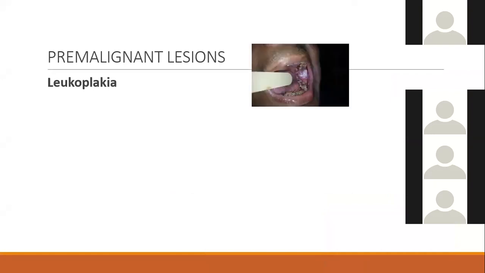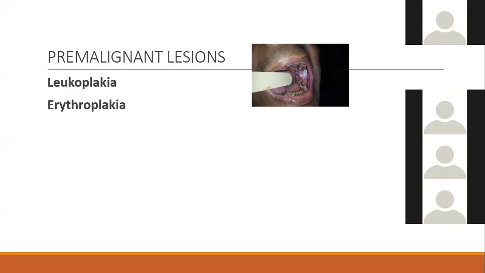This is the slide showing a whitish patch, and sometimes you cannot differentiate between leukoplakia and the fungus called thrush, which is caused by Candida in the oral cavity. So if you cannot differentiate clinically between the two, you put on a glove and scrape it with your finger. If it is thrush, it will scrape off, but if it is leukoplakia, it will not scrape off. It will be a bit thick. So this is how you differentiate between the white patches in the oral cavity, leukoplakia and thrush.